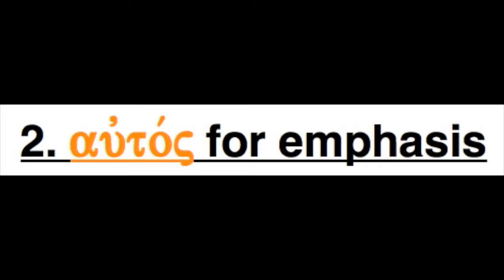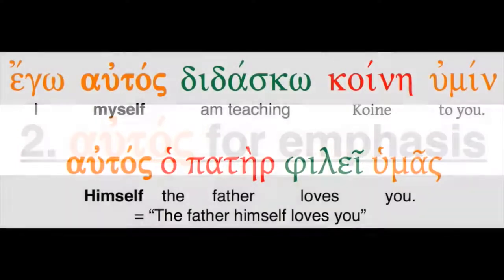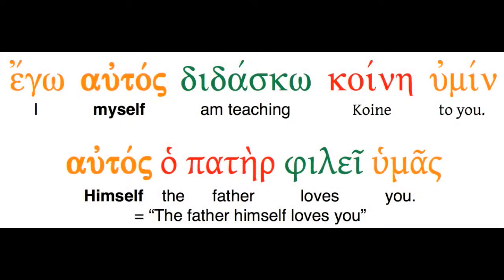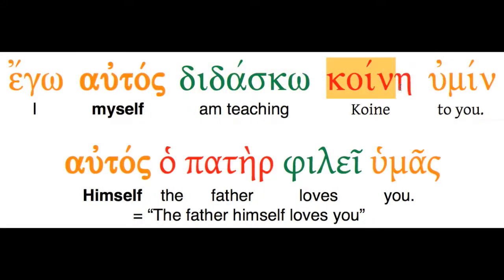Sometimes autos is used for emphasis. I put a couple of examples of this in the Little Greek Grammar. Again, this is not that common, but you just need to be aware that it happens. I wrote this first sentence just for you, okay? Ego, autos, didasko, koine, humin. I myself am teaching koine, that is like koine Greek, humin, to you.